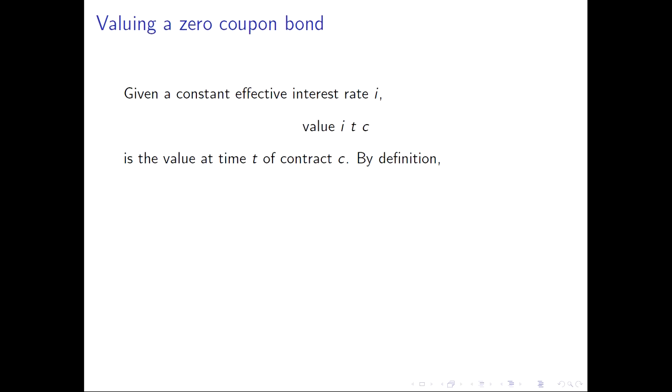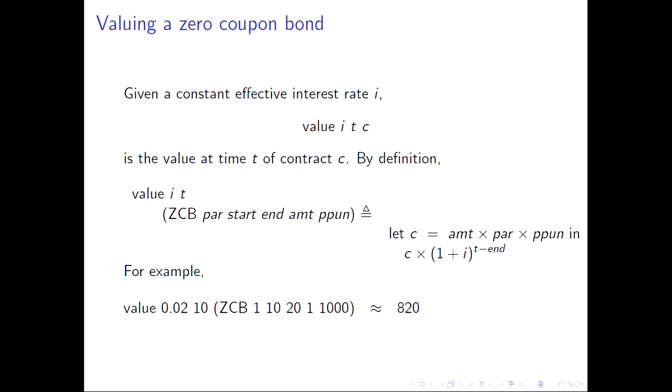Now let's look at how to value a zero coupon bond. Given a constant effective interest rate i, V_i(t, C) is the value at time t of contract C. So by definition, the value V_i(t) of a zero coupon bond is equal to C times (1+i)^(t-n), where C is, of course, the amount times the par value times the price per unit nominal.